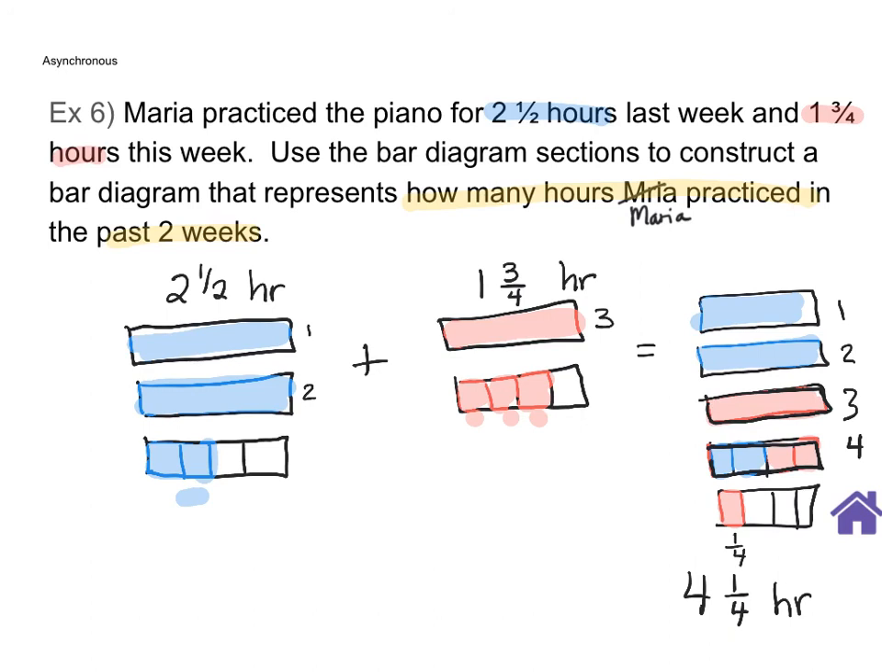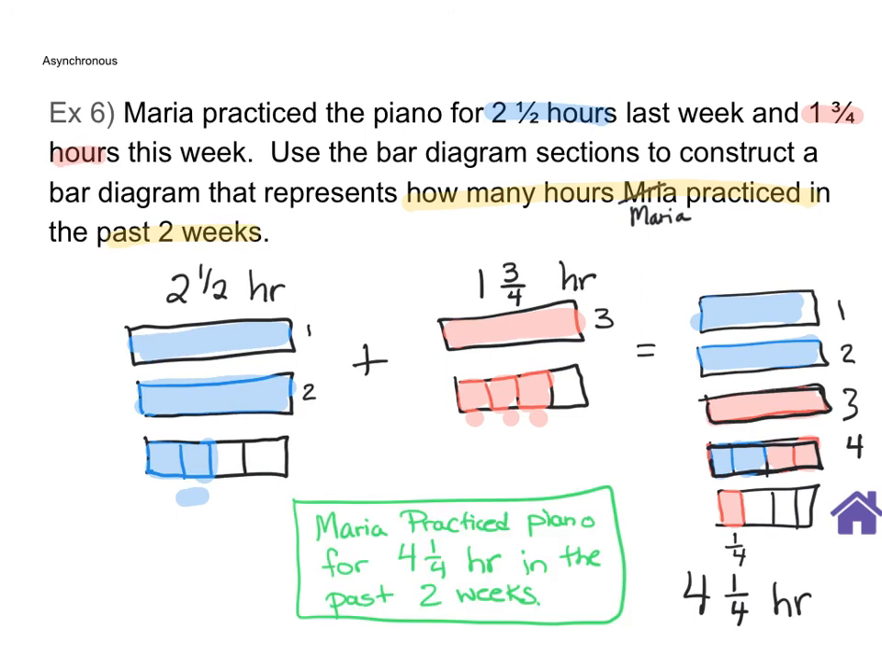Okay. So let's go ahead, and I'm going to write that in a sentence. All right, so here's my final answer. Maria practiced piano for 4 1/4 hours in the past 2 weeks. I made sure that I answered this question here, and I put it in a complete sentence and made sure that I labeled my hours appropriately. Okay, and that is the end of the word problems for adding and subtracting mixed numbers.